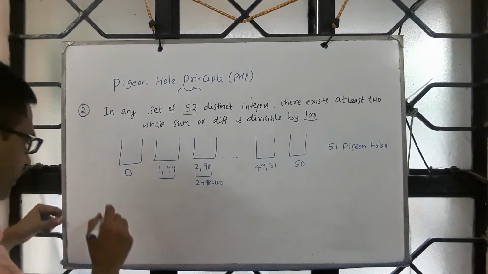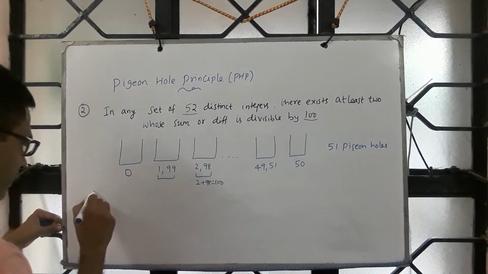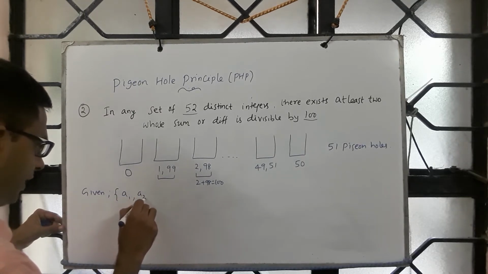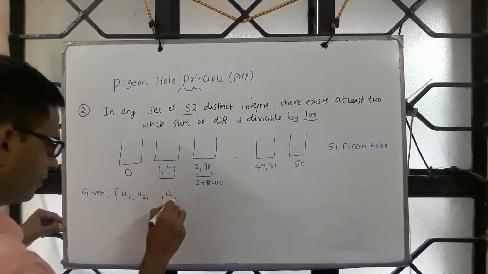Okay. Now what I do is the following. You are given 52 integers. So you are given A1, A2, and so on up to A52.